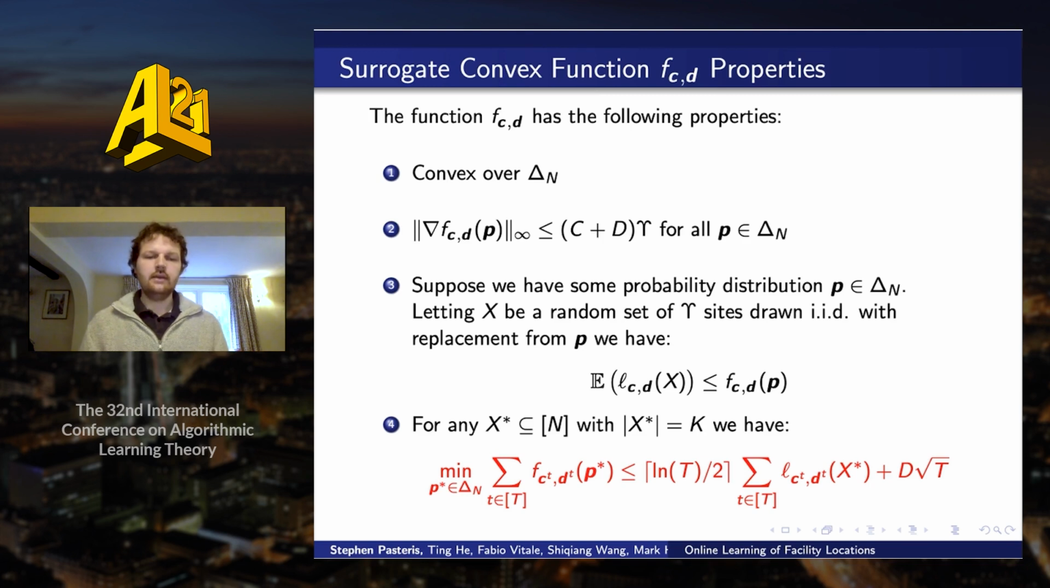Finally, the fourth property is that for any set x star of sites with cardinality equal to k, we have that the minimizer p star in the simplex of the sum of f with respect to ct and dt of p star is bounded above as in the equation in red.